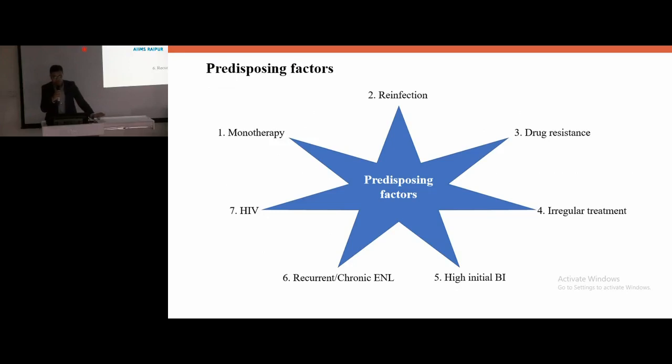Drug resistance is an increasing phenomenon which is occurring. Dr. Pugal would substantiate that, which is increasingly diagnosed now in patients of leprosy. There is a drug surveillance program going on. There is also a cell for it. And now it has been seen in India that about 9.6% of patients may be having drug resistance to anti-leprosy drugs. Irregular treatment, recurrent and chronic ENL, high initial bacillary index, and any other immunosuppressive conditions like HIV may be predisposing patients to increased chances of relapse.